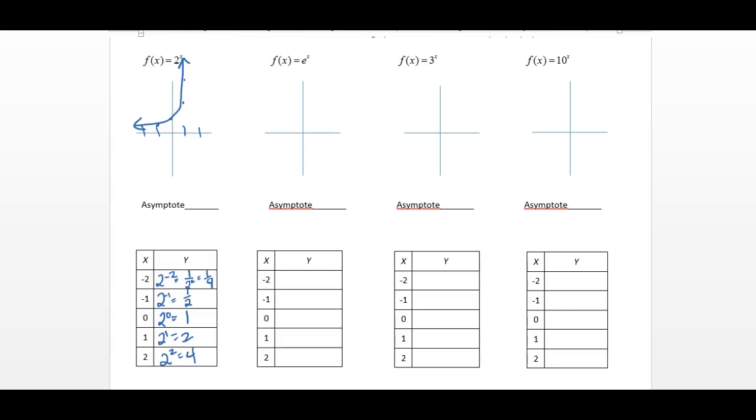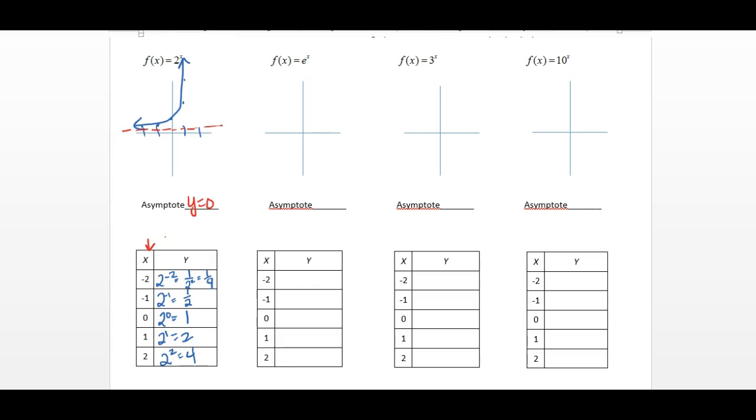Now, as far as the asymptote, hopefully you know an asymptote is what the graph approaches but doesn't cross. Notice, even when my exponents were negative right here, we didn't go below 0. Nothing is negative in my y column. So that means it's not going to cross that 0 line. So 0 is my asymptote, so I'd say y equals 0.